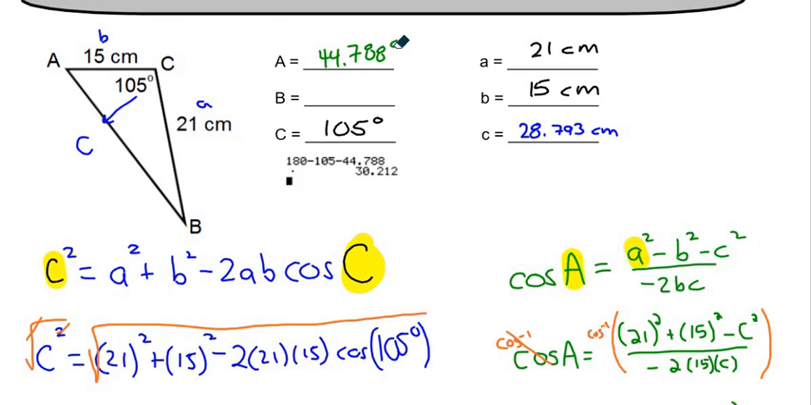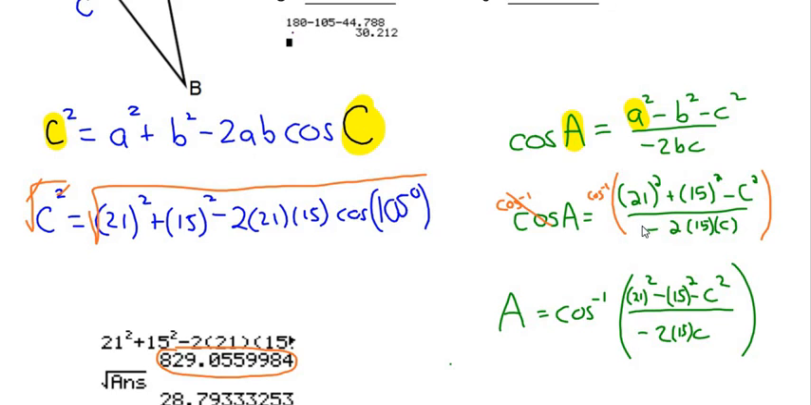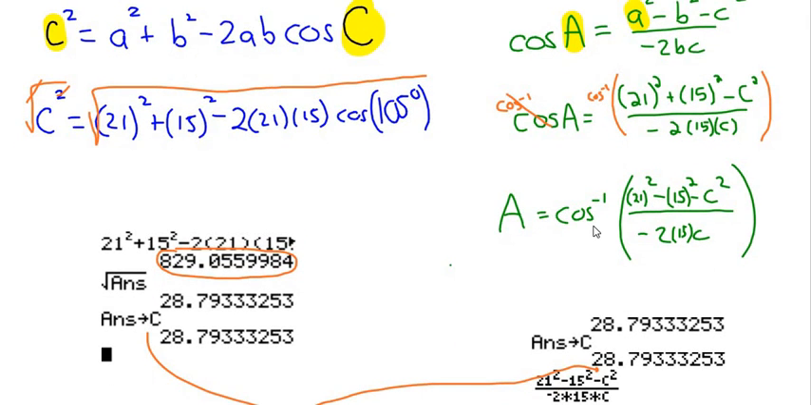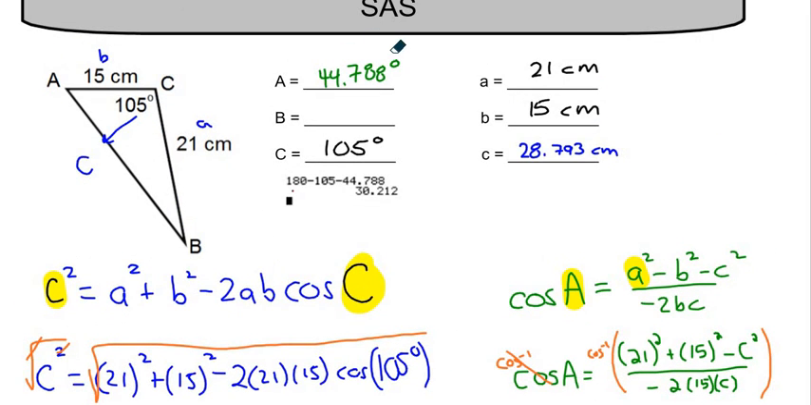And then the 44.78 degrees I got from working through the Law of Cosines for angles, not forgetting my inverse cosine, and I got it right there. Please don't forget your degree symbol. So the question is, what about B? Well, you could go through the whole thing again, do cosine of B equals blah, blah, blah, blah. Or you could simply use the angle sum theorem. 180 degrees minus the given 105 minus the found 44.788 is this value.